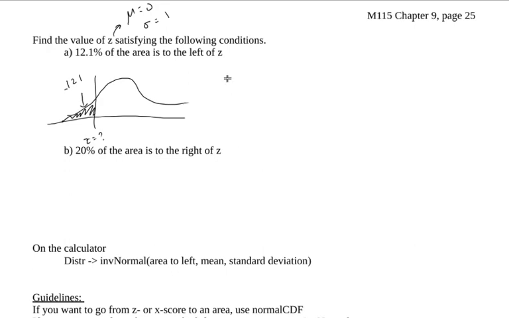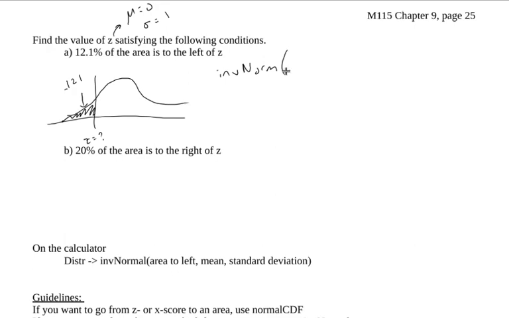So if we're doing this on the calculator, this is going the opposite way from what we normally do. We normally say, what is the lower bound and the upper bound, and we find an area. So that means we're going to use the inverse norm, or the inverse normal on the TI-36X Pro.